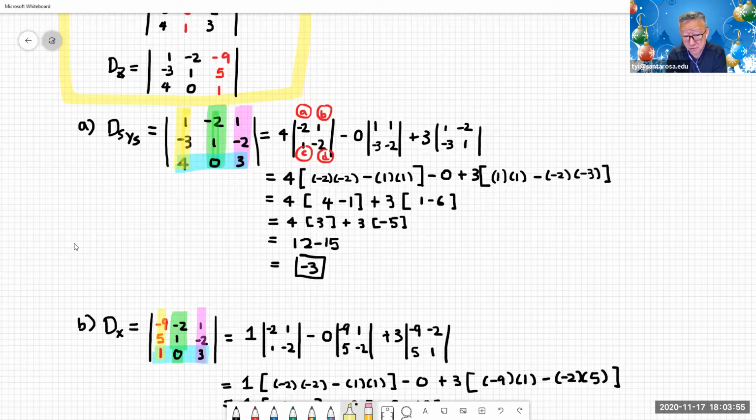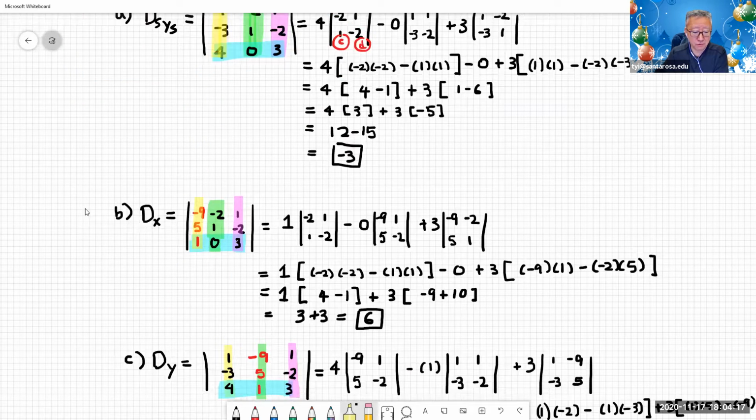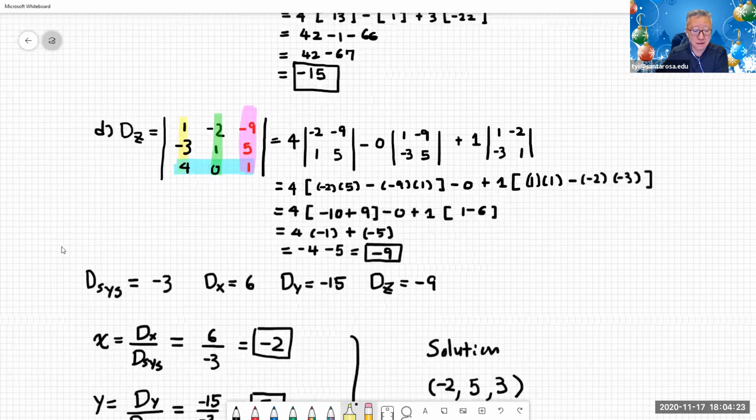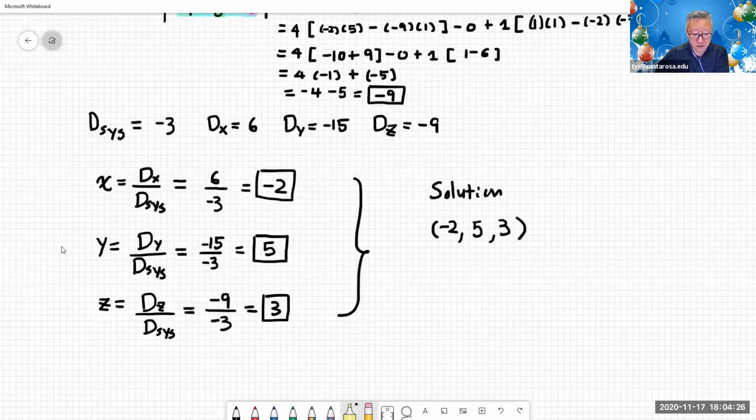If you are using a column as your pivot, then you're going to have to go through row 1, row 2, and row 3. And every time you select a row for your pivot column, the remaining entries will go into your 2 by 2 matrix there. So once you go through that, you're going to find the determinant for the system and for x, y, z. And to find the solution, you just divide dx, dy, and dz by the determinant of the system.